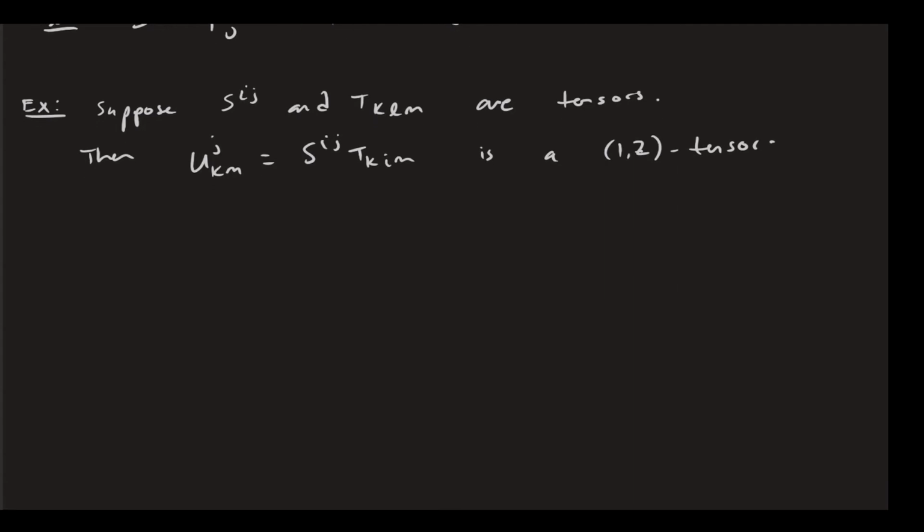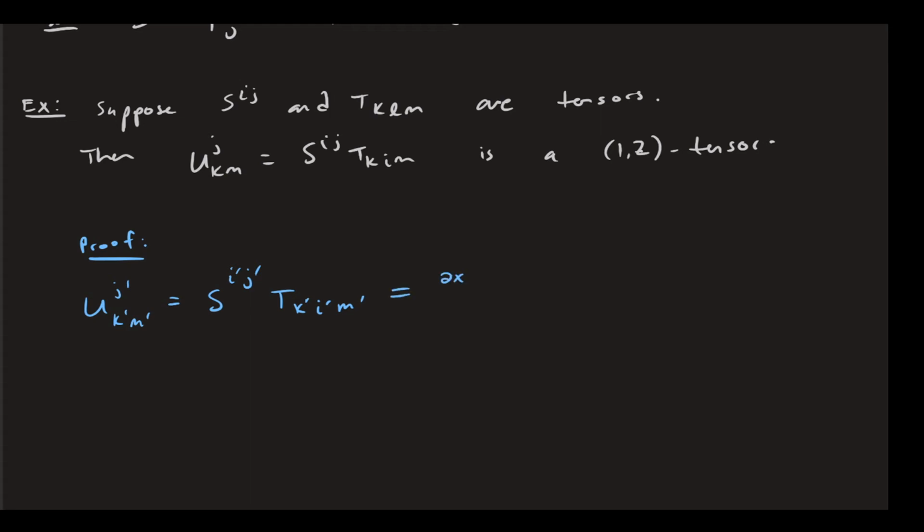So, proof. This is similar to the things we did in chapter 3, except now we have multiple tensors multiplied together. I think we actually did an example like this in chapter 3, on that worksheet. So U^j'_k'm' is going to be S^i'j' T_k'i'm'. Doesn't matter what I call the dummy index, but I'll just call it i'. Now I know S and T are tensors, so I can write out their transformation laws.